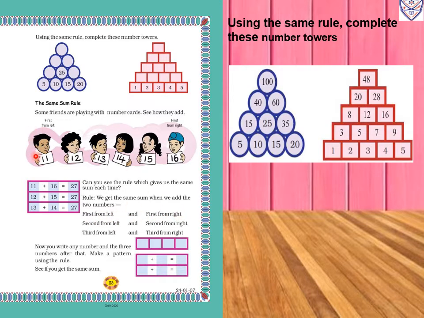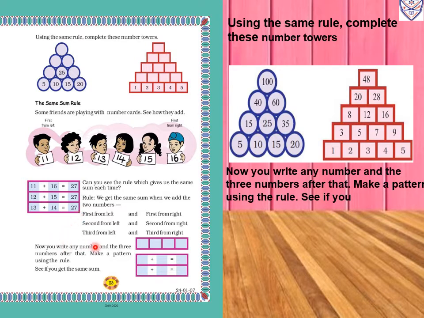So what is the number first from the left side? That is 11, and first from the right side is 16. When we add 11 plus 16, we will get 27. Same way, second from left and second from right. Second from left is 12, and second from right is 15. 12 plus 15 also gives 27. Then third from left and third from right. Third from left is 13 and third from right is 14. 13 plus 14 also gives 27.